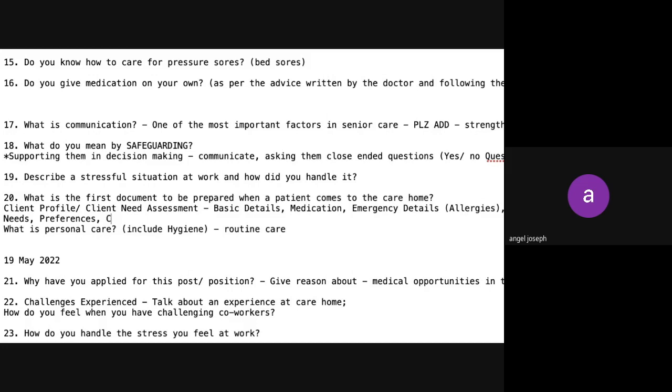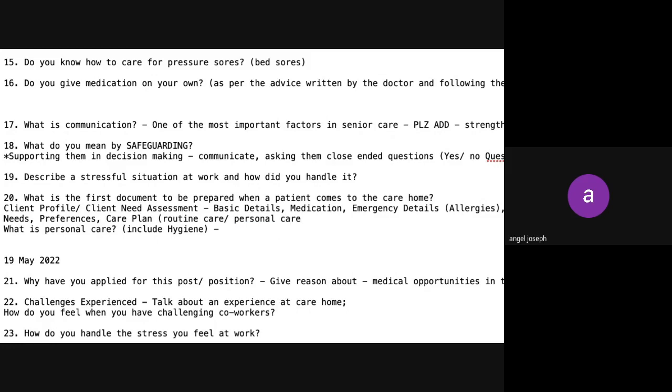Apart from that, you need to give a care plan. What is a care plan? Care plan is the routine care. Here, let me write it here. Care plan is the routine care that a person is given. This routine care, the personal care of my pillare, is part of the care plan. In the care plan we write routine care or personal care.